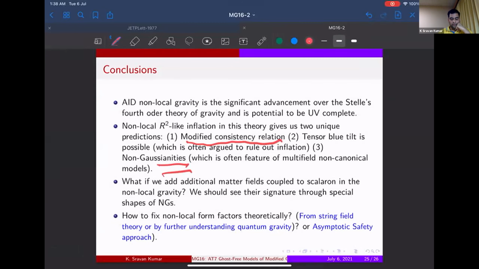Now there are open questions. What about if we add some matter fields in the Lagrangian coupled to the scalar in the theory? Then how will these observables change? This is interesting for future investigations.